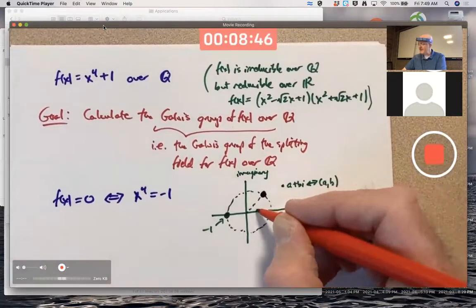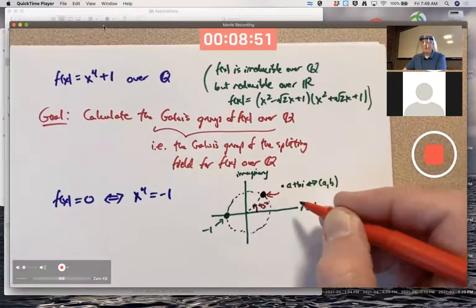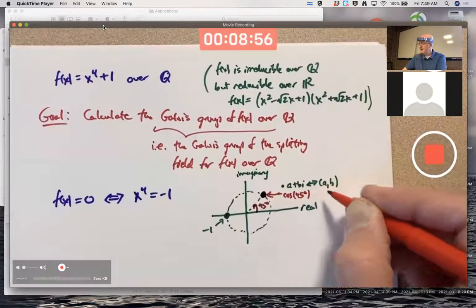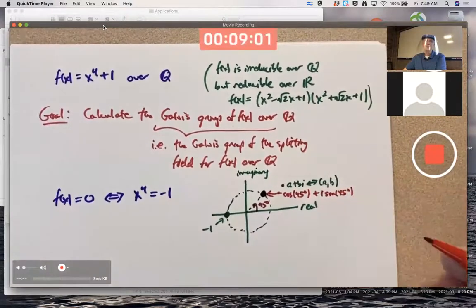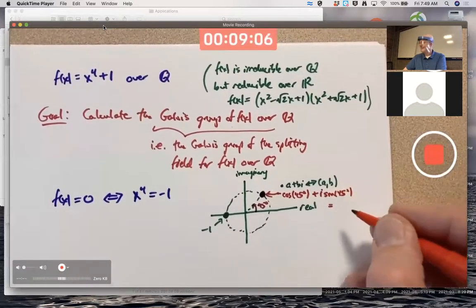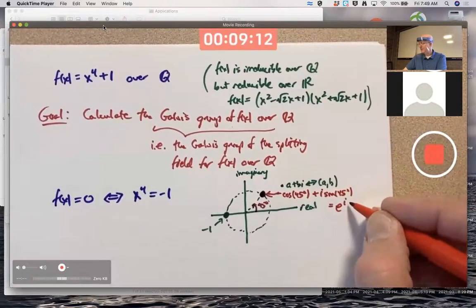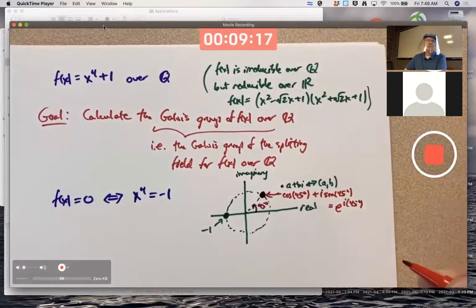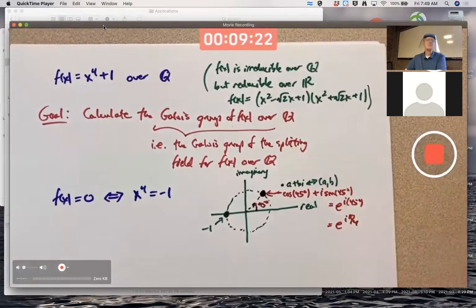What point is that? Again, this is a 45-degree angle. You can use trigonometry to figure it out. That point has real part equal to cosine of 45 degrees and imaginary part equal to sine of 45 degrees. You can also write this, by Euler's identity, in exponential notation, e to the i times 45 degrees, which technically speaking, you should convert to radians. This is e to the i times pi over 4.